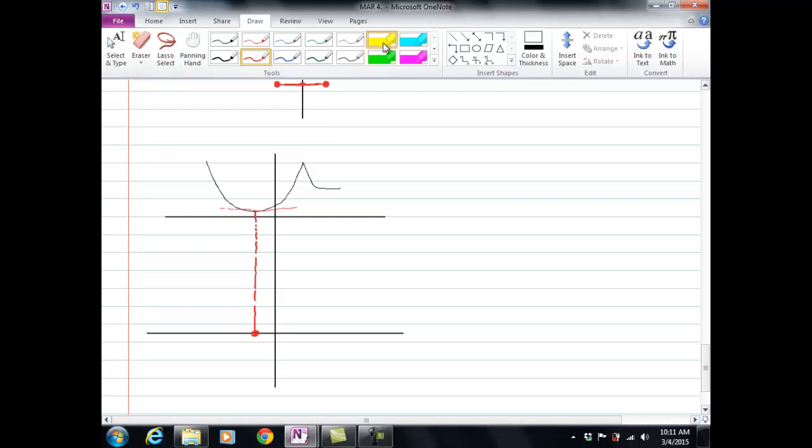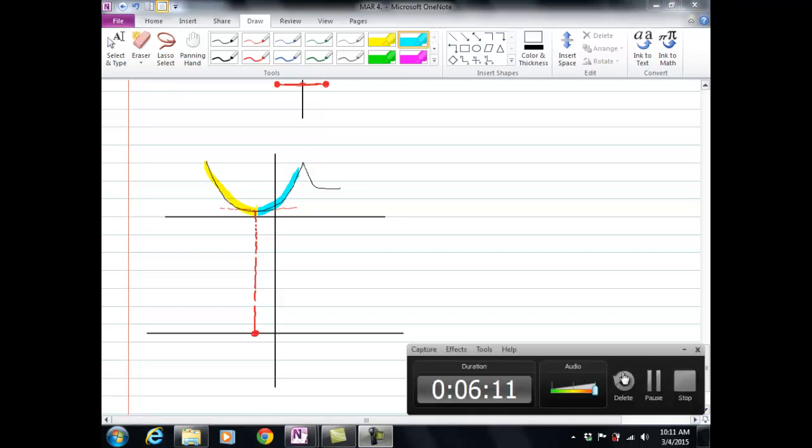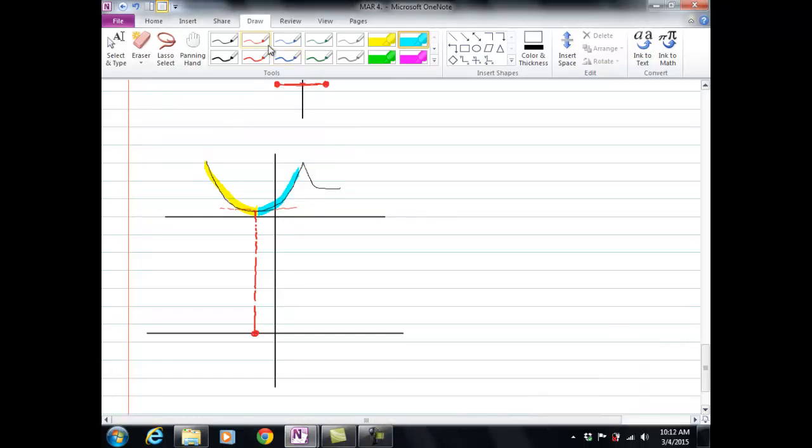I want you to go ahead and do the yellow piece. Then do the blue piece. But I want you to stop here, and I'll explain why. Take a minute, draw the... Look at this piece right here. I notice it's negative, so I'm going to start with the negative side. And it goes up like that. Then I look at the next piece. It's also positive. It goes up like this.